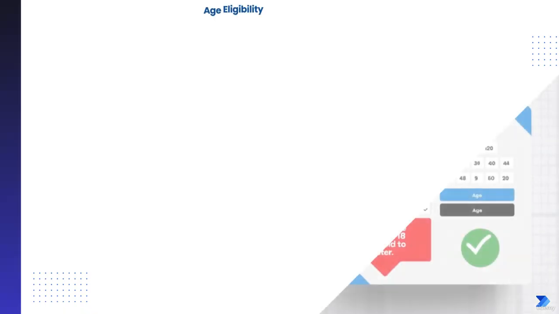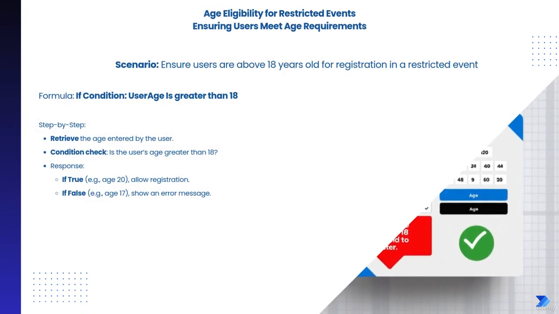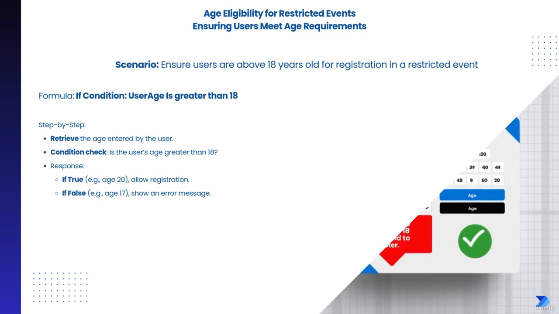Scenarios. Example 1. Assessing age eligibility scenario. In a registration form for a restricted event, you want to ensure that users are over a certain age, for instance, 18 years old. The flow checks if the entered age is greater than 18. Formula: if condition, user age is greater than 18.